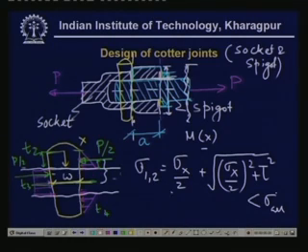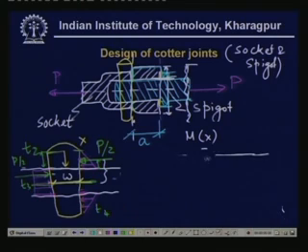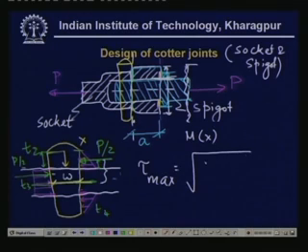but if the material is not brittle but ductile, then we have other theories of failure. As you know, the material may fail because the shear stress may reach maximum value. So in that case, tau max is equal to under root sigma x by 2 square plus tau square.